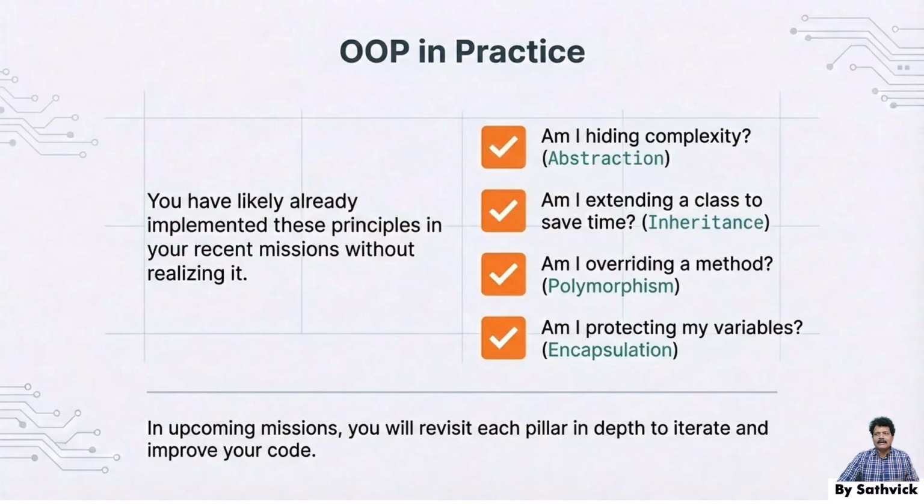Object-oriented programming in the missions. If you feel as if some of this is sounding familiar to you, you are right. You have actually already been implementing some OOP principles into your code throughout this pathway. As you work through the rest of this mission, try to think about what pillar you might be applying as you write new functionality for your project. In the next mission, we will revisit each pillar in depth as you look for ways to iterate and improve on your code.